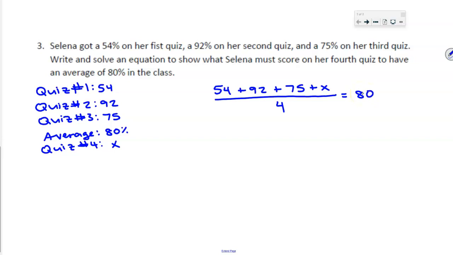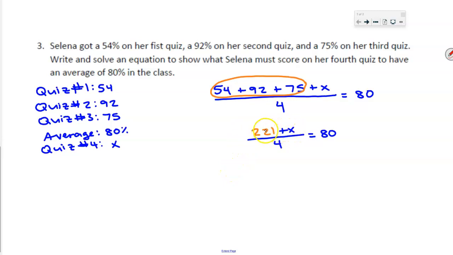Now it's time to simplify before we solve. I don't want to simplify everything, but I can at least combine these like terms. 54 plus 92 plus 75 simplifies to 221. I still need to add X to that, and all of that is going to be divided by 4. That is still going to equal 80, and now I can see what those solving steps must be.